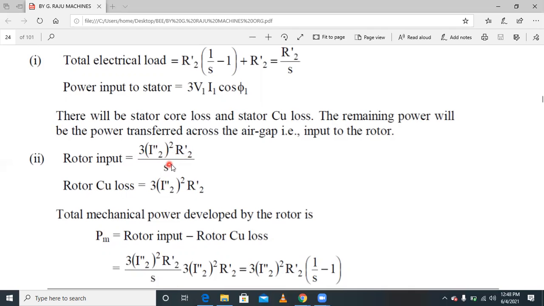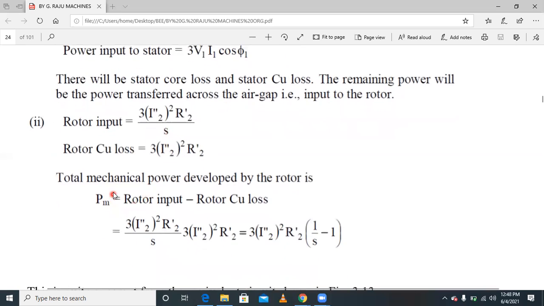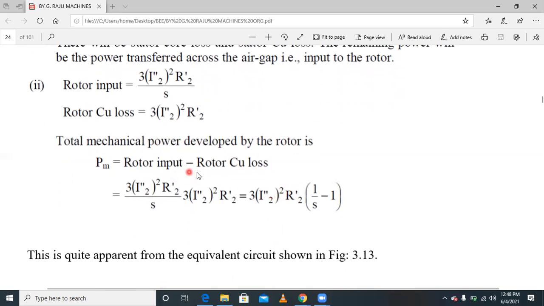This is called the rotor input. Otherwise it is the stator output, also 3 I2² into R2/S. You can also call it the air gap power, or stator output or rotor input. Then the total mechanical power developed by the rotor is nothing but the rotor input minus the rotor copper loss. Subtracting the rotor copper losses from the rotor input, we get the mechanical power developed on the shaft. Understood?